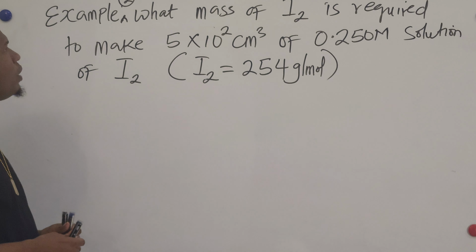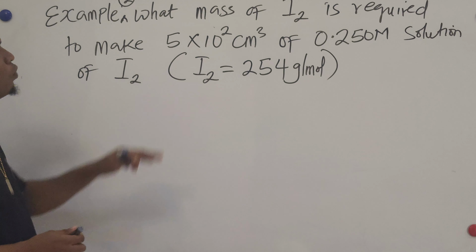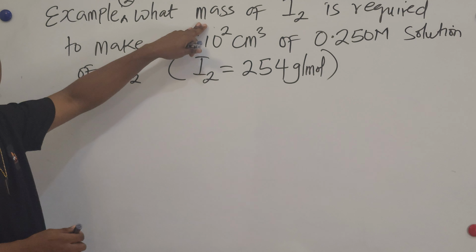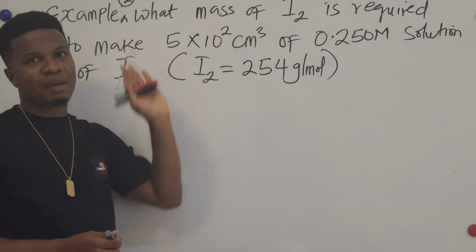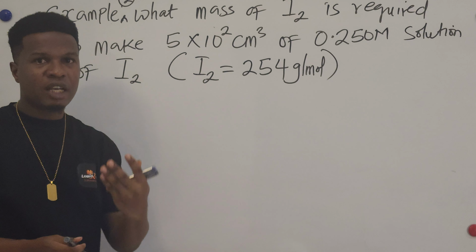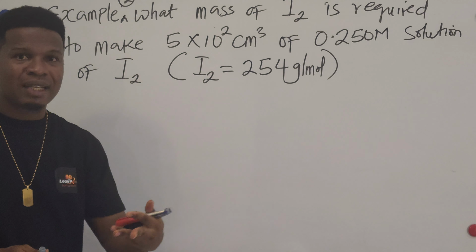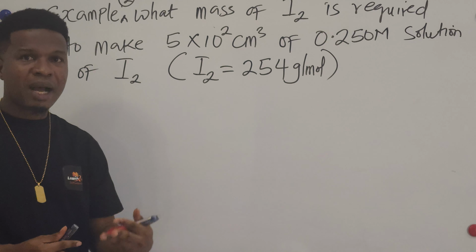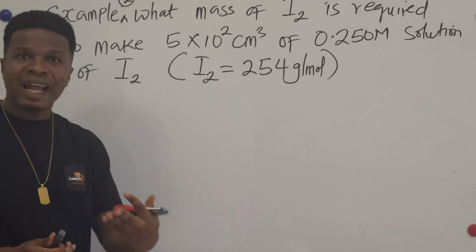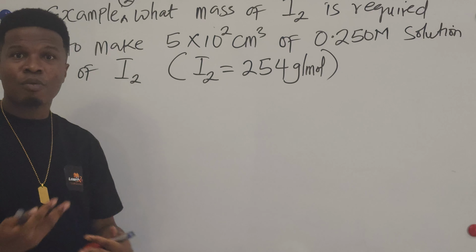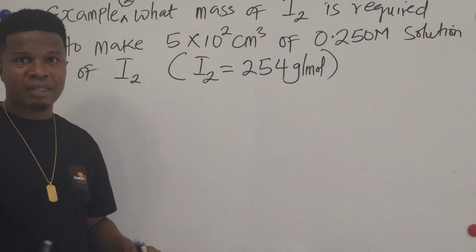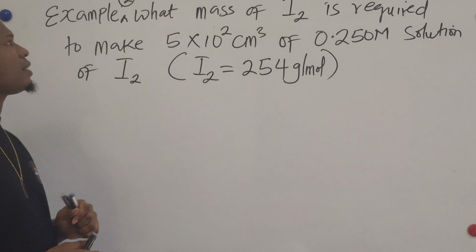So how do we attempt this question? What mass? We are looking for the mass in grams. This is definitely the mass in grams. Okay, there's a difference between mass concentration and mass in grams. The mass is just talking about the anhydrous mass, that is the mass that has not been dissolved in any solution, right? A dry mass. So how do we find this mass?